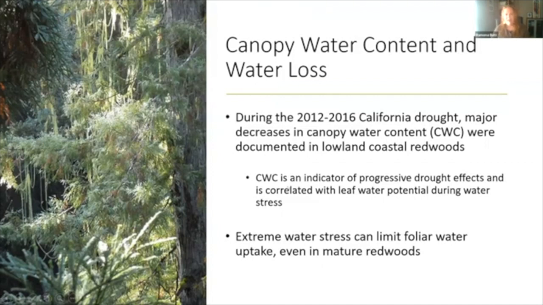So as Steve and Chris sort of covered already, the 2012 to 2016 California drought caused major decreases in canopy water content in these lowland coastal redwoods. And canopy water content is really an indicator of progressive drought effects. It's correlated with leaf water potential during water stress for these species. And so extreme water stress can actually limit the foliar water uptake, even in mature redwood trees, and that is exacerbated in younger trees.